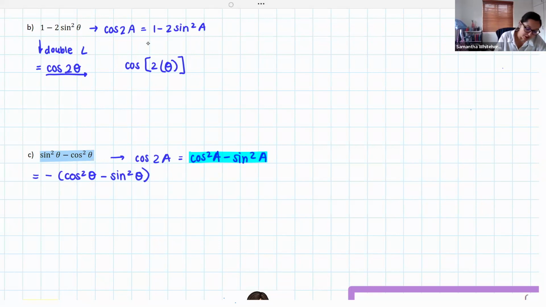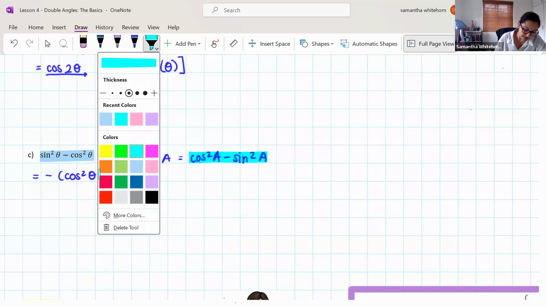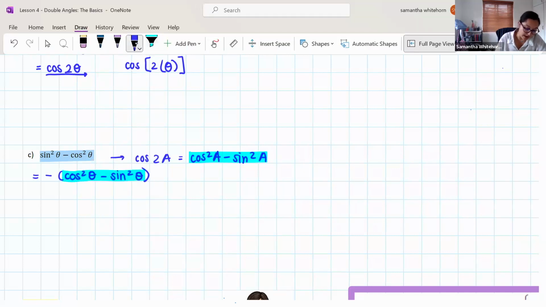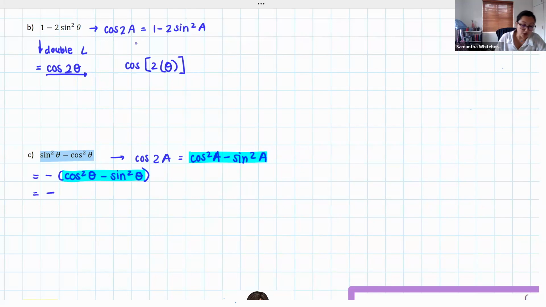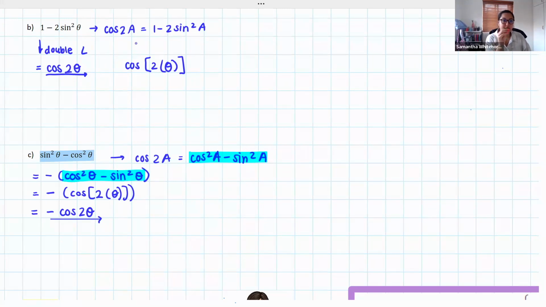Now that this expression does actually match up with the identity we're working with, now we can apply our double angle. So this is a cos double angle, so minus cos of double the angle given, theta. And so we have negative cos 2 theta. So always double check that the expression that you're working with does match up with the identity that you have on your formula sheet or that you know. And if it doesn't, some manipulation will have to occur.